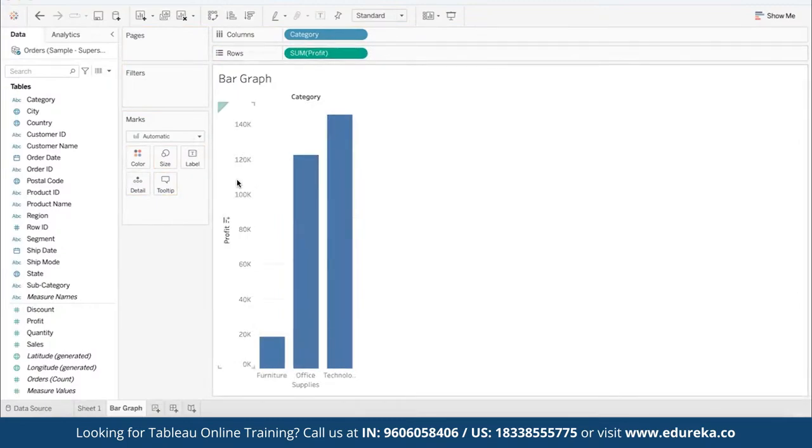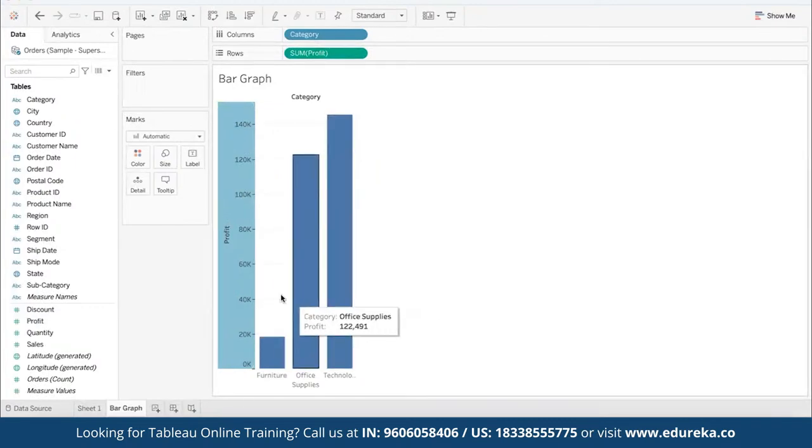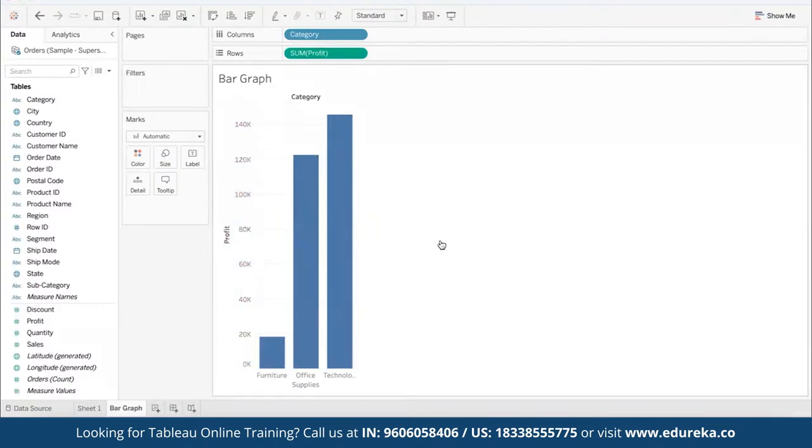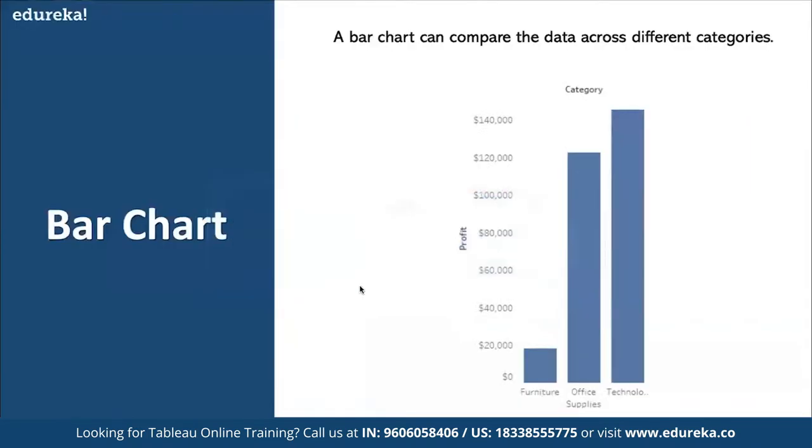Profit being on the rows shelf forms the y-axis cutting across rows. You see 40K, 60K, 80K, 100K. It is cutting across rows. And why should we use a bar graph and when should we use it? For categorical comparison of data. So relative comparison. I can see that technology is making the highest profit and furniture has the least profit. So you can do a quick comparison when you create a bar graph like that.